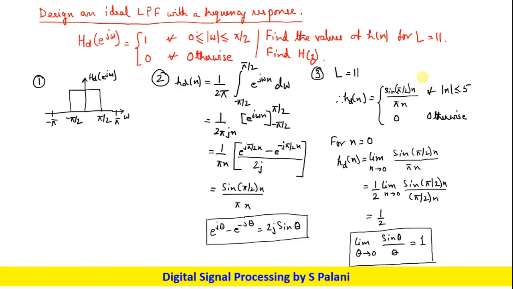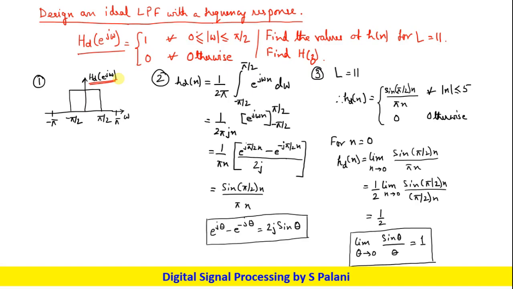Now let's start with the designing of an ideal low pass filter. In the ideal low pass filter, capital HD e to the power j omega is the frequency response. So your y-axis is HD e to the power j omega, or in some books you may find it as HD of omega. Both are the same thing.